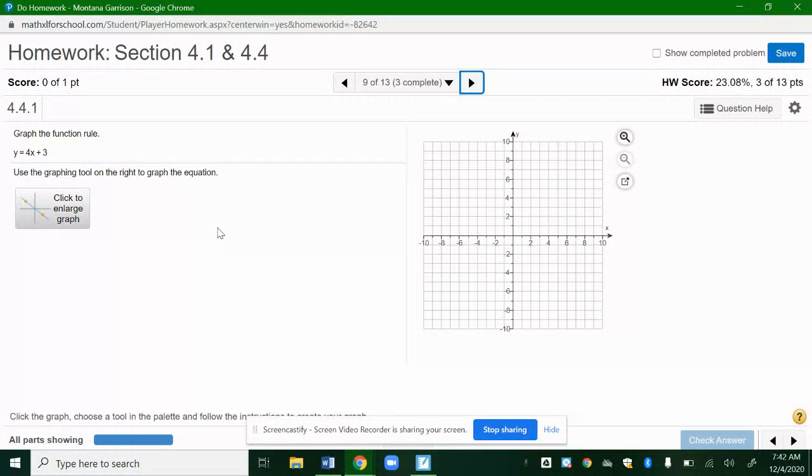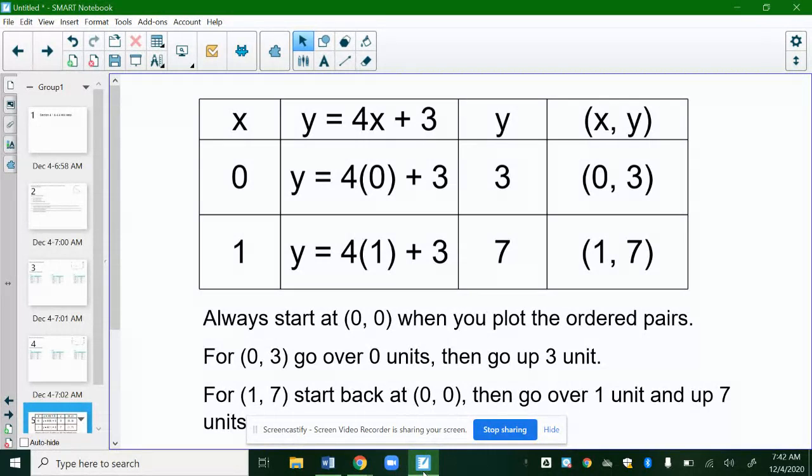On the video for 4.4 on Edpuzzle, on those notes, I always made a table to help me figure out what the ordered pairs are. So I'm going to jump over here, and I've made this table. My equation was y equals 4x plus 3. What I did is I chose x values to plug in. I always choose 0 and 1, unless there's a fraction involved, and I'll talk about that in a second. But I always choose 0 and 1. These are easy numbers to plug in. They're not going to make our life too complicated. So I would default to using 0 and 1 as well.